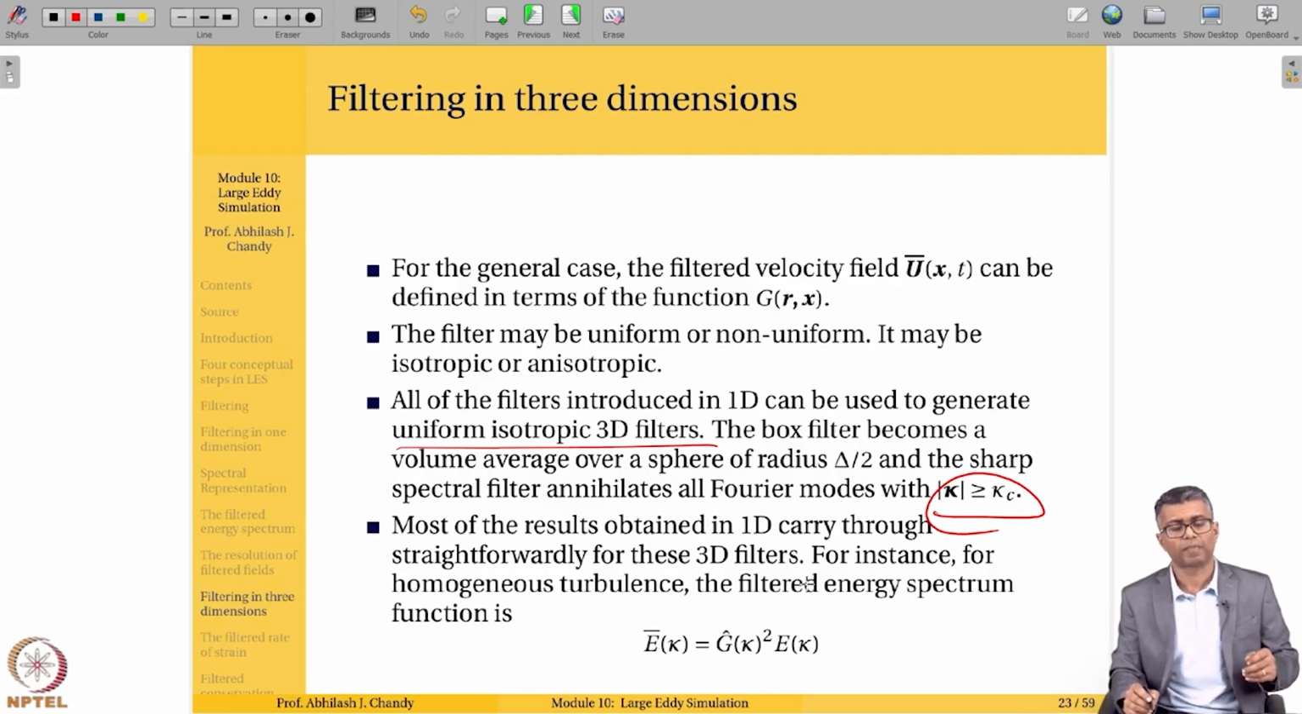So most of the results that are obtained in 1D carry through basically straightforwardly into 3D filters. So for example, if you think about homogeneous turbulence, the filtered energy spectrum E bar of kappa is G hat of kappa squared times E of kappa.